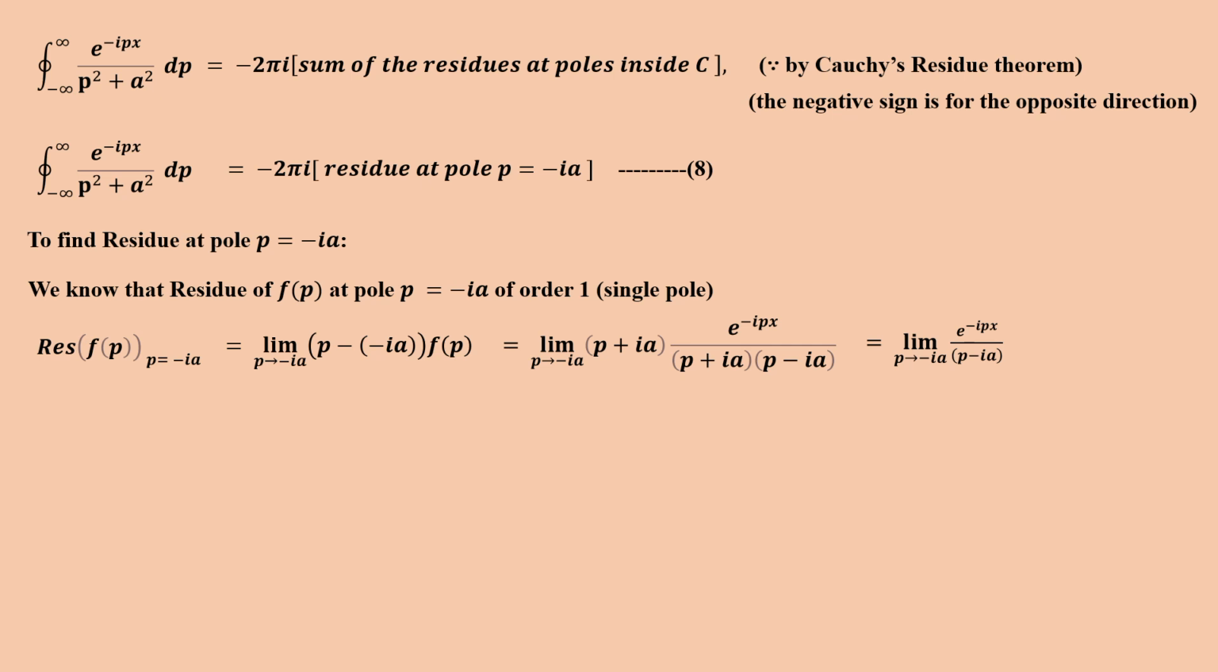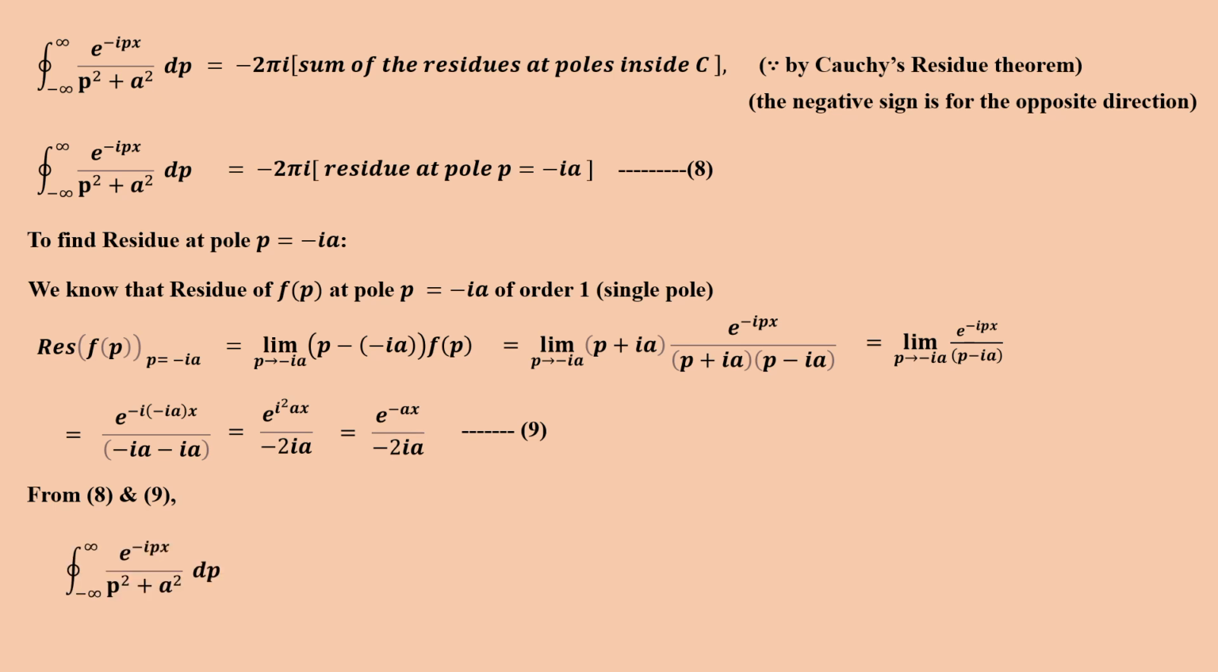So substituting the limit, instead of p you put minus ia: e power minus i into minus ia x, divided by minus ia minus ia, which is minus 2ia. That is e power i into minus i, that is i square, so minus 1, a x, so in the numerator e power minus a x by minus 2ia. That is equation 9. Now we are going to use 9 in 8.